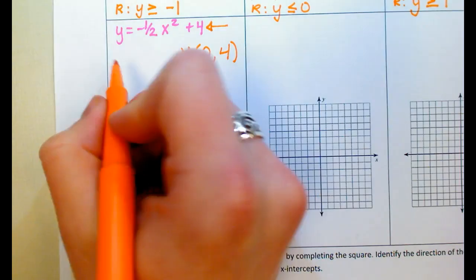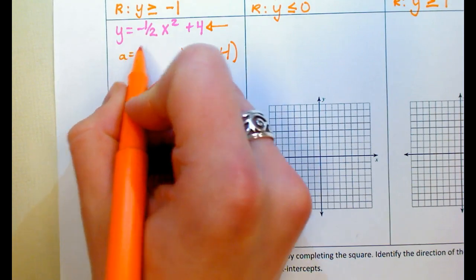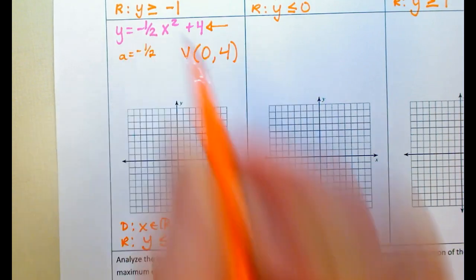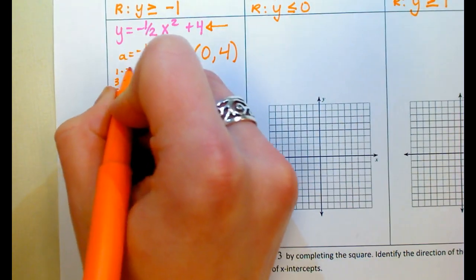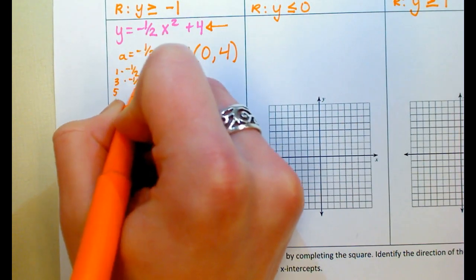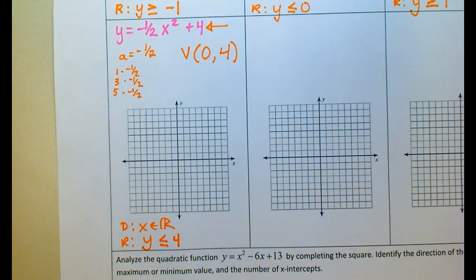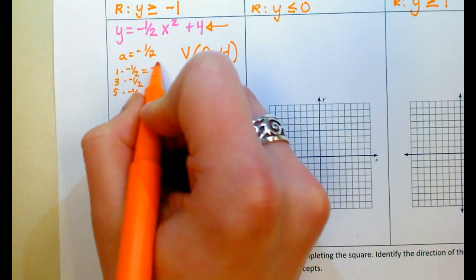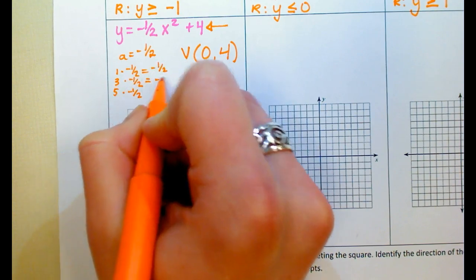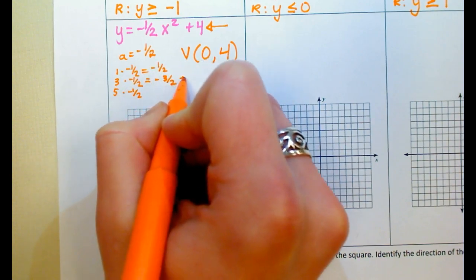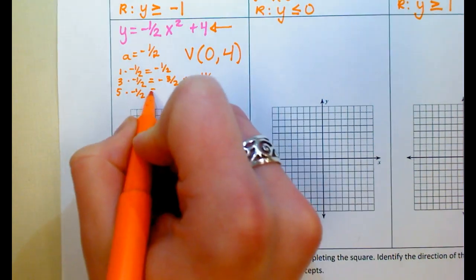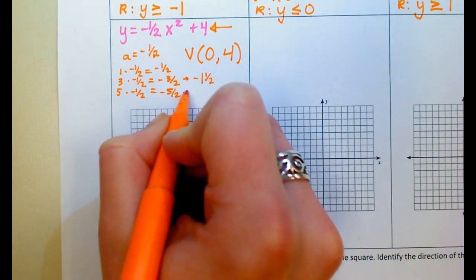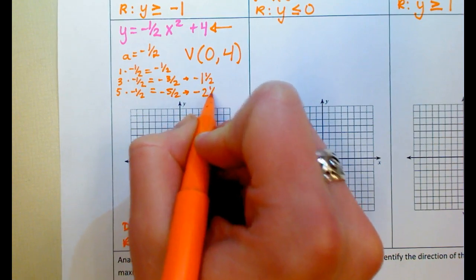All right, my 1, 3, 5 pattern is being multiplied by my a of -1/2. So 1, 3, 5, all multiplied by -1/2. That will give us -1/2, -3/2, or -1.5. And the last one is -5/2, or -2.5.